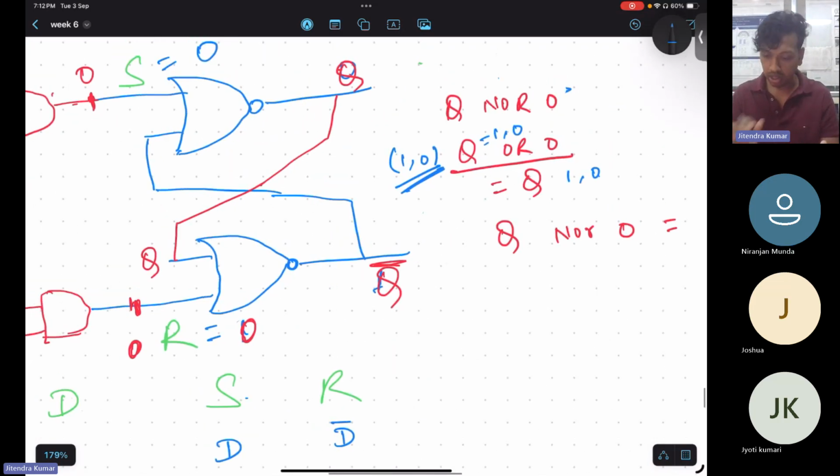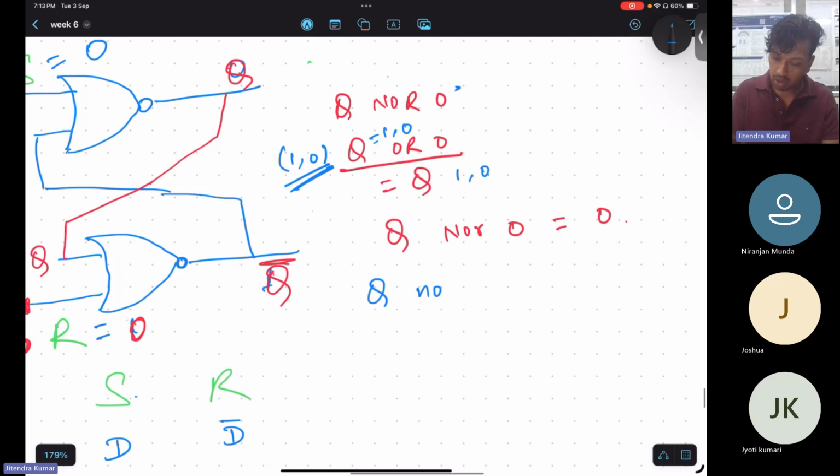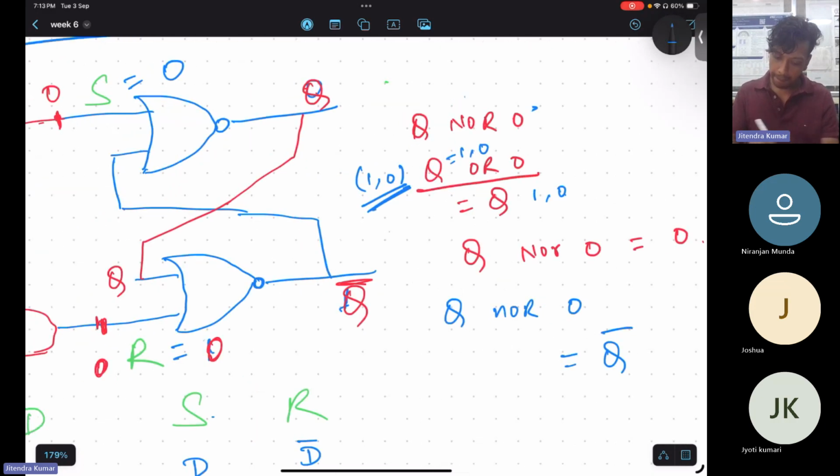Yes, sir. Okay. Now, NOR will be what? NOR will be the opposite. Q and NOR of 0 will be what? Is equal to Q bar, isn't it? So this Q bar is equal to Q bar. NOR of Q and 0 is equal to Q bar, which was Q bar earlier. So it means whatever the input, that is same as the output. So that is why we are calling it is holding the memory. It is not changing anything.